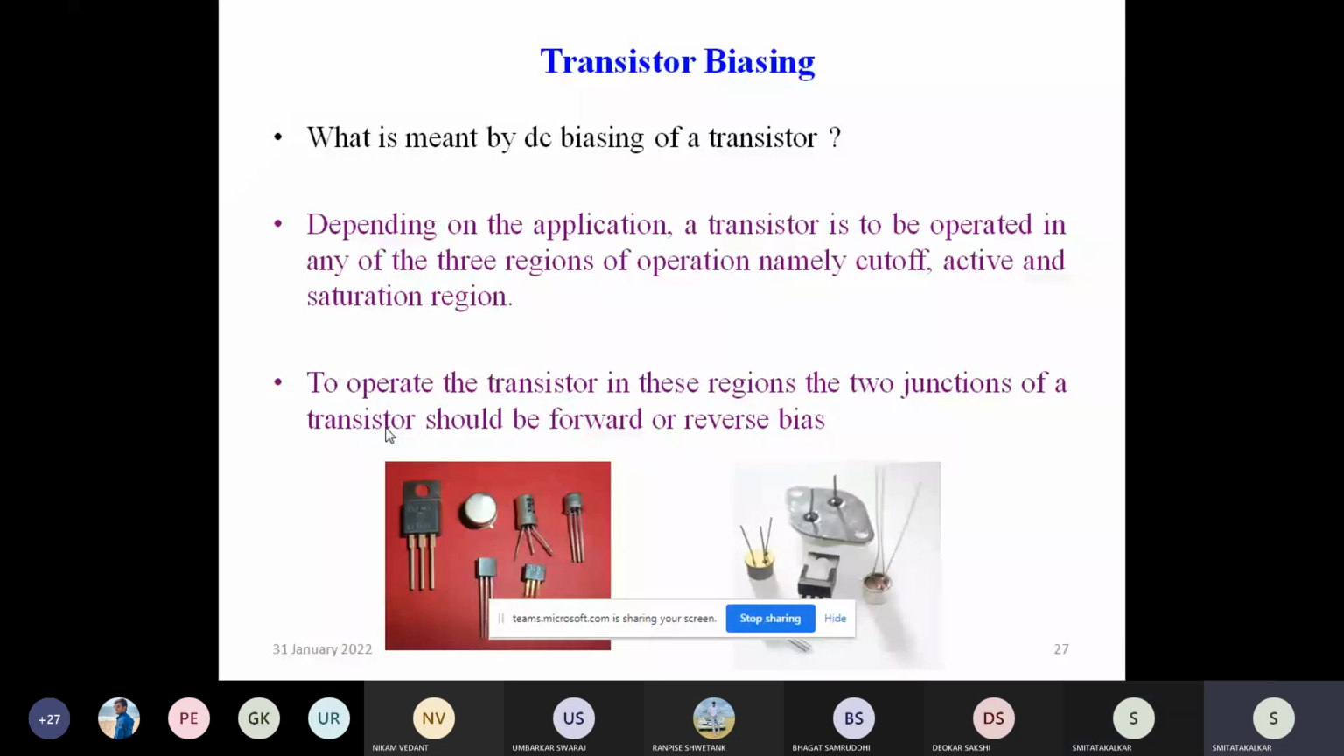Today, myself, Professor Smita A. Takakar, assistant professor in the ENTC department. Today, we will learn transistor biasing. What is meant by DC biasing of a transistor?